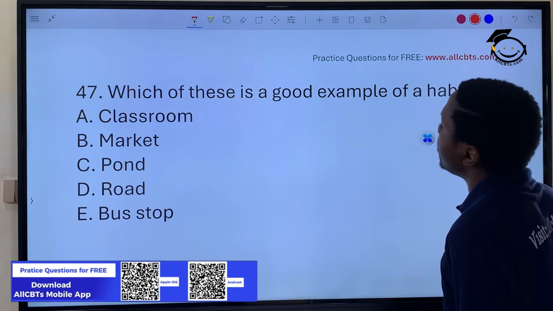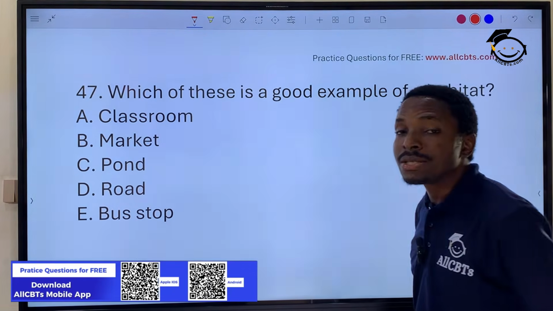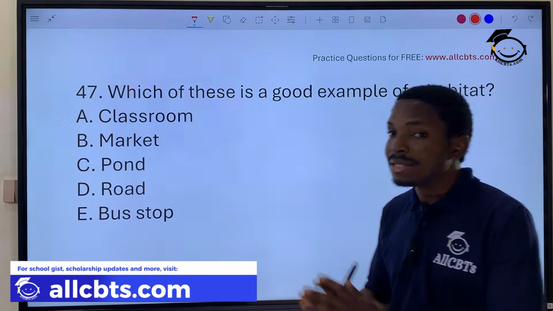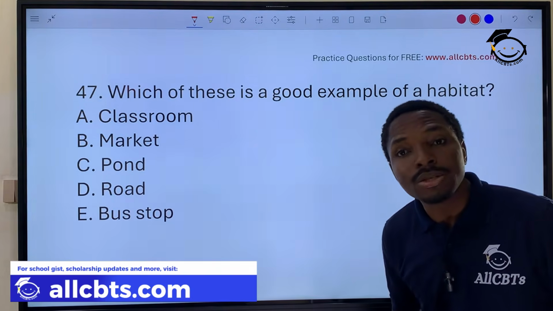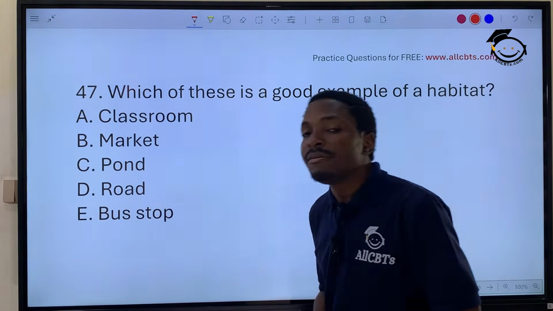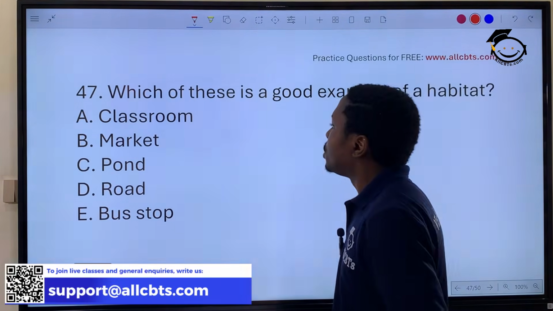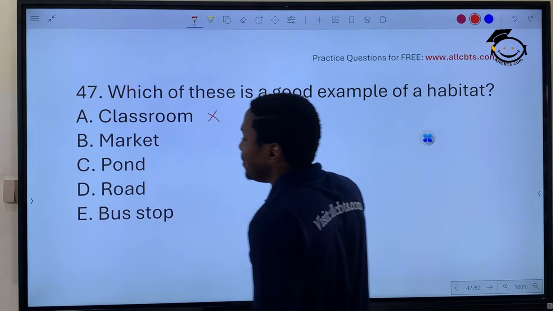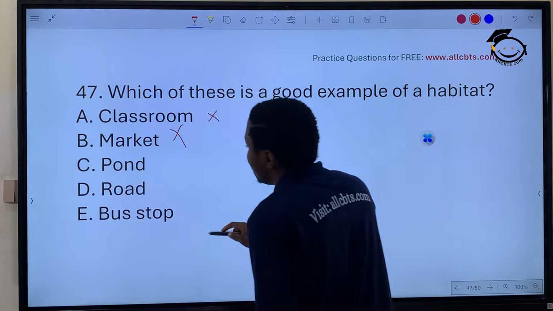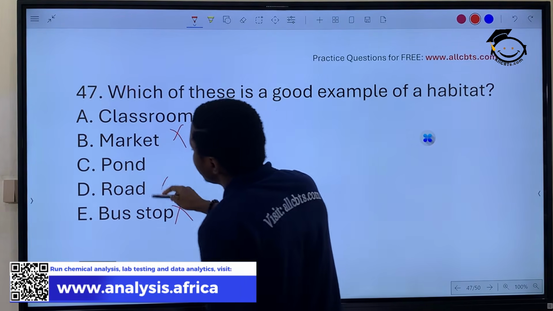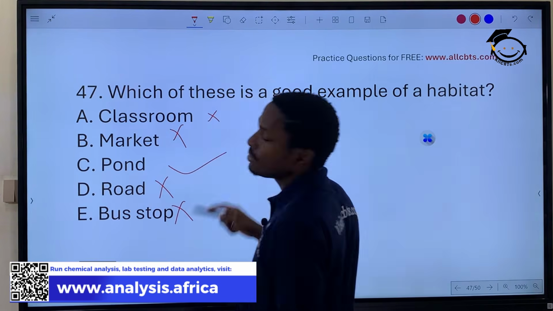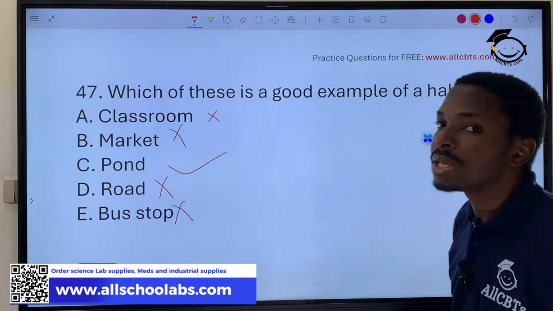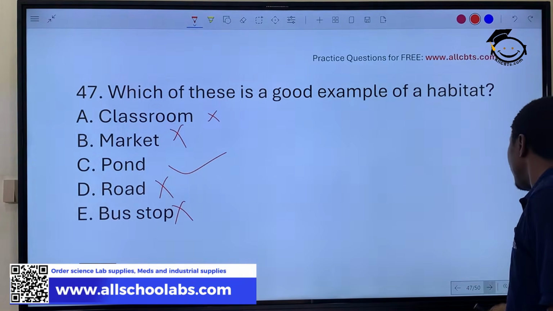Then 47. Which of these is a good example of a habitat? What is a habitat? Where certain animals live. Every living thing has its habitat. Plants, the habitat is what? A good soil, right? Fish, the habitat is what? Water. So you have classroom. No. Classroom is just a place. Market, just a place. Bus stop, just a place. Road, just a place. Then pond. Okay, it's the natural habitat of certain animals like fishes.